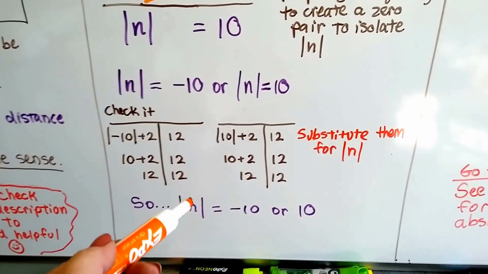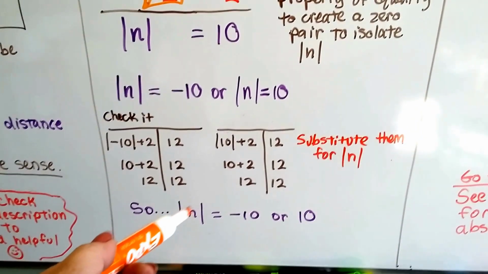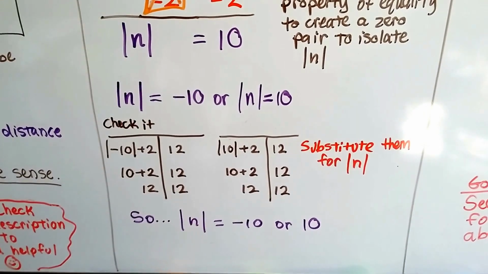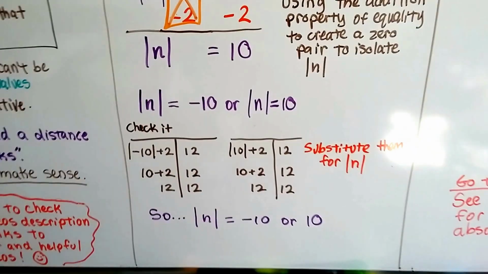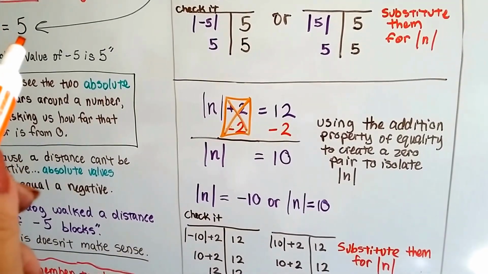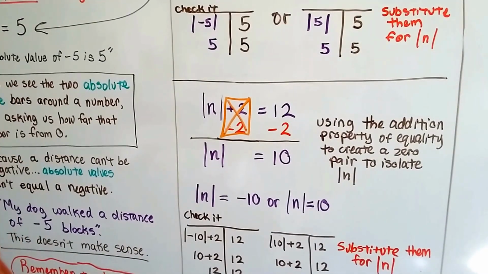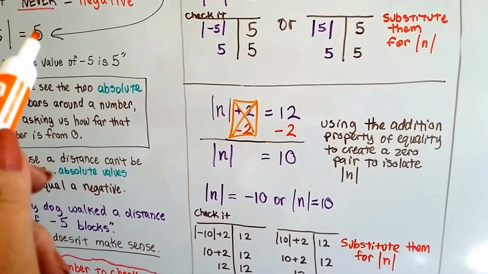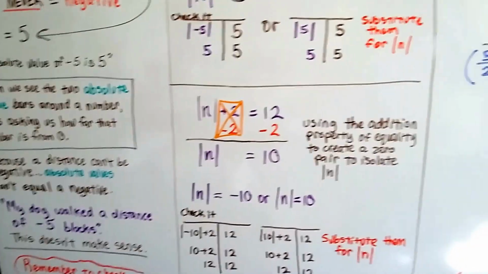So we know it could be a negative or a positive in here before we found out that it was 10 units away, all right? So just remember, I know it's really confusing. Once it comes out of the bars, it can't be a negative. It can be a negative inside the bars, but once it comes out, it's not allowed to be a negative, okay? All right, let's take a look at this one.